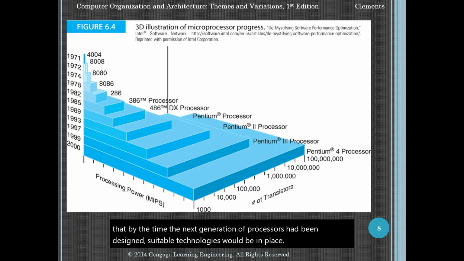This is very similar data in figure 6.4, but provides a 3D illustration of this growth of semiconductor technology by plotting both transistor density and the number of transistors per chip against time. And so you can really get a visual idea of where we are.